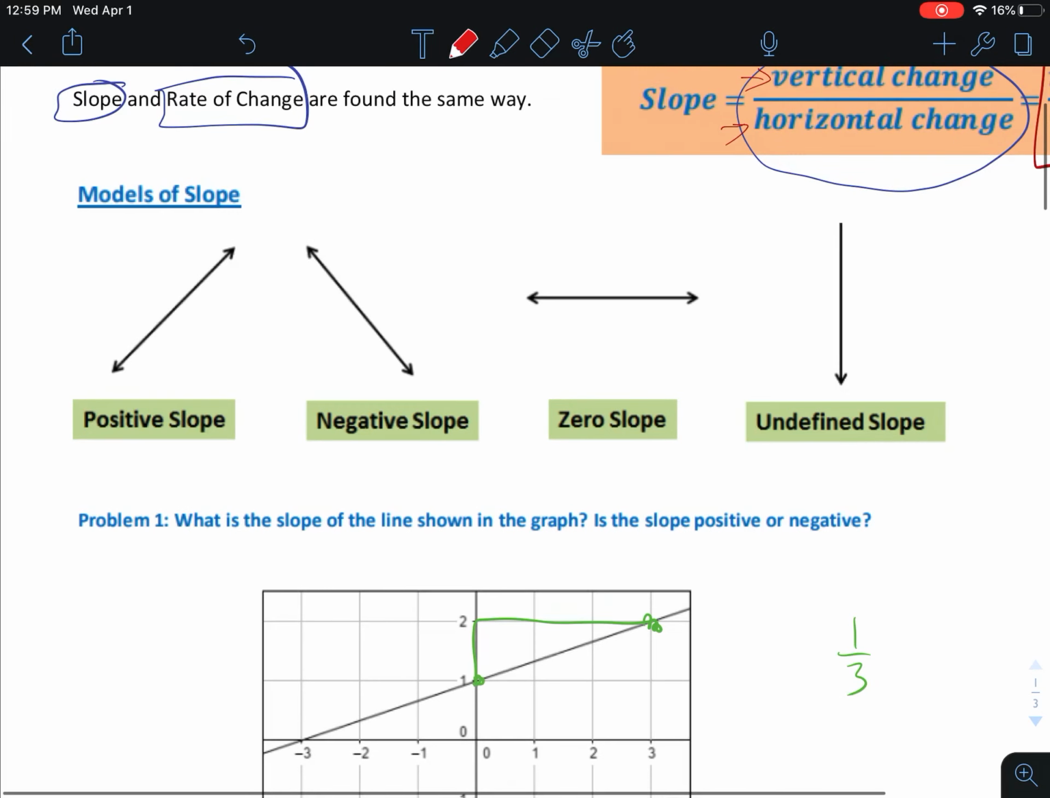These are the four different types of slope. Positive, negative, zero slope is a horizontal line. Undefined slope is a vertical line. So you'd say slope does not exist or undefined.